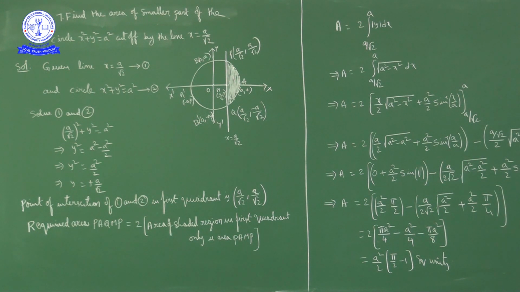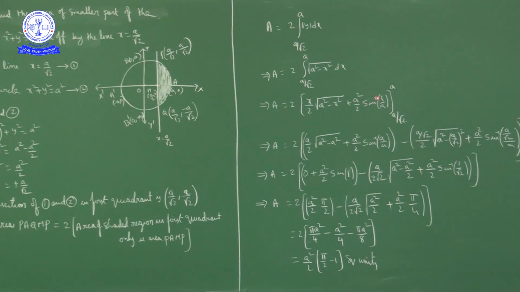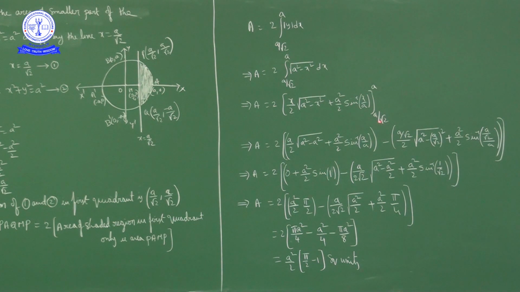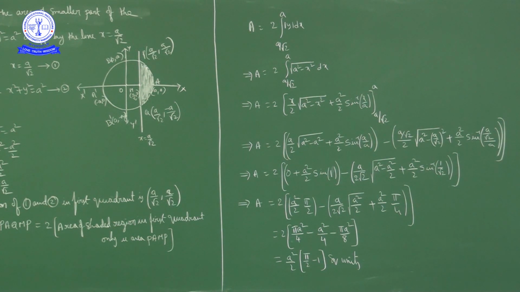Now we have a direct integration formula for the integral of square root of a square minus x square dx. What is the formula? x by 2 into square root of a square minus x square plus a square by 2 into sin inverse of x by a. Lower limit is a upon root 2, upper limit is a. Okay, now substitute upper limit minus lower limit, that is substitute a in place of the variable x. So if we substitute a in place of x, what do we get? a upon 2 into square root of a square minus a square, plus a square by 2 into sin inverse of a by a, that is the substitution of the upper limit.